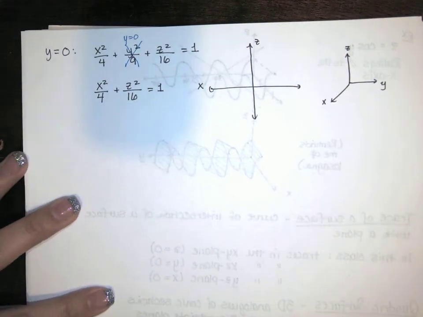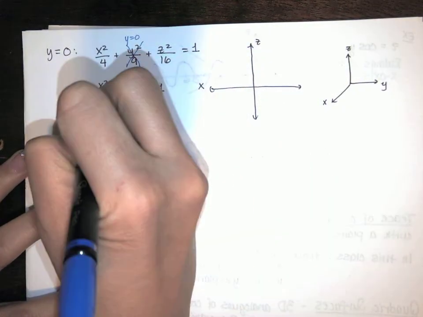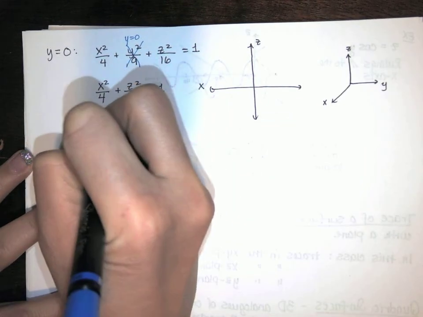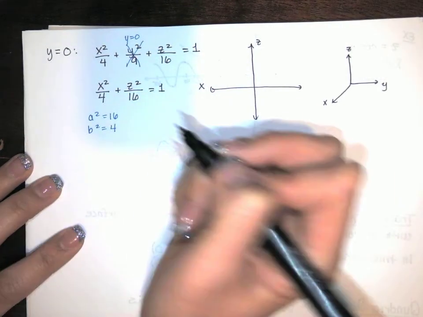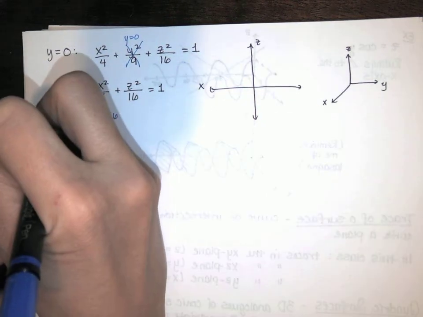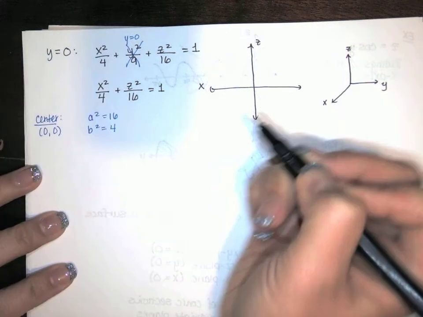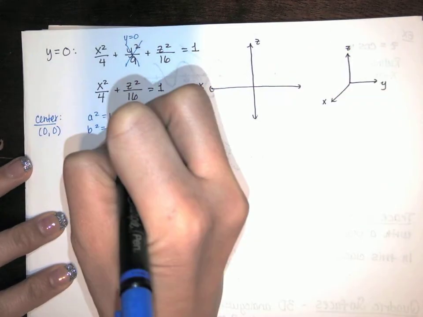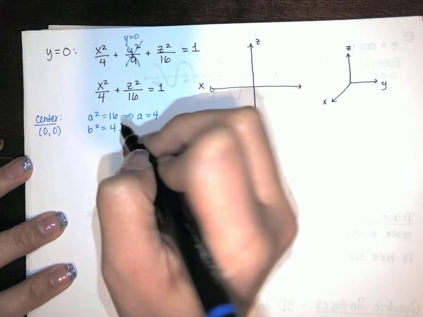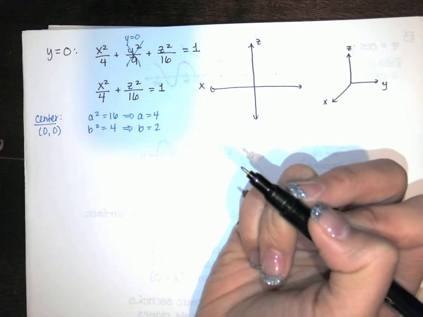Okay, so we're going to do the same thing as we did before. A squared is 16, and b squared is 4. Forgot to mention the center. We're not subtracting anything from the x or the z, so the center, at least in 2D, is 0, 0. So we're going to start here at 0, 0. Solve for a. Square root of 16 is 4. I'm going to solve for b. Square root of 4 is 2.